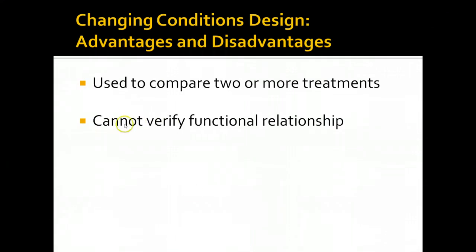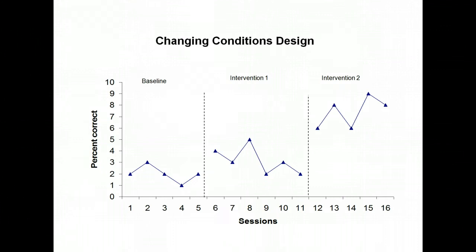Now, the thing here is that we can't verify a functional relationship. Why not? Well, really, because this is really just an A, B, A, C design. I can tell which one of these seems to work better, but I still can't verify whether intervention number 1 or intervention number 2 caused the change. I just get kind of a light suggestion that this one works better than this one. For my money, do this one, don't do this one.